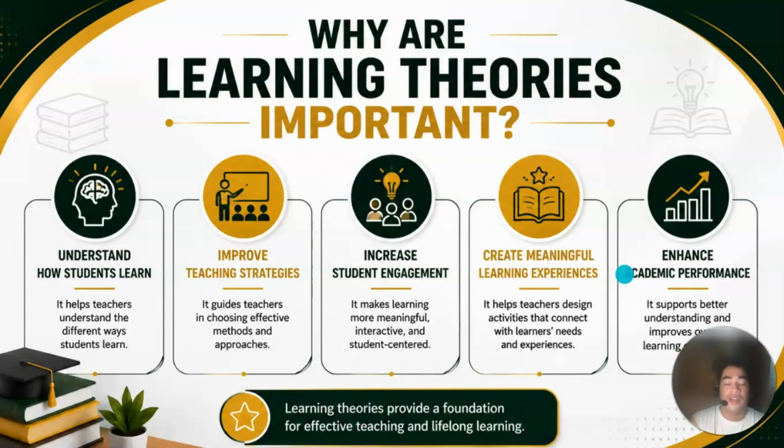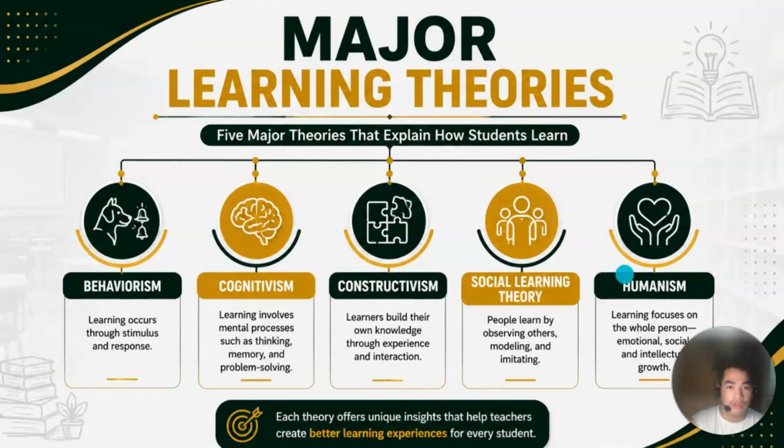Now, we have here the major learning theories. There are many learning theories, but today we will focus on the 5 major learning theories. These are behaviorism, where learning occurs through stimulus and response. Later on we will discuss this further. We also have cognitivism, constructivism, social learning theory, and humanism. So these are the major learning theories.